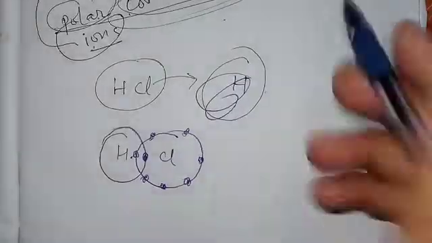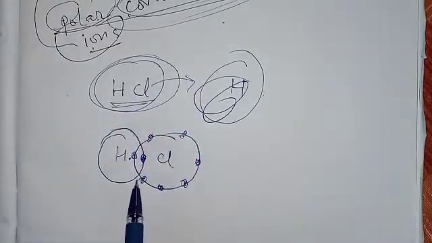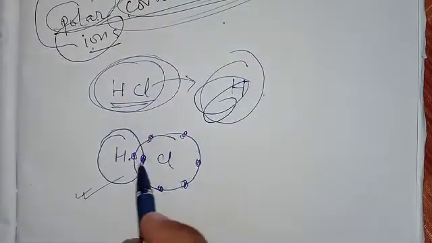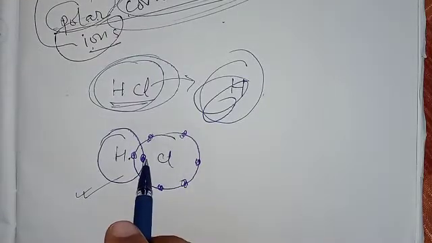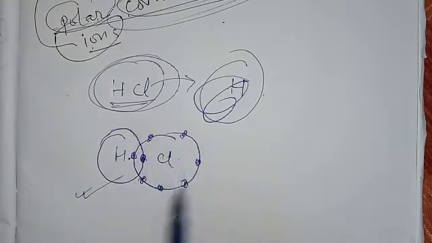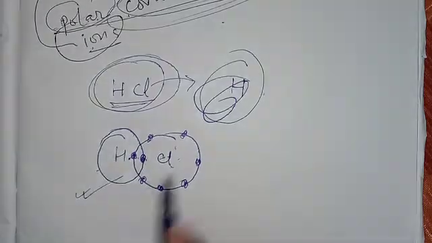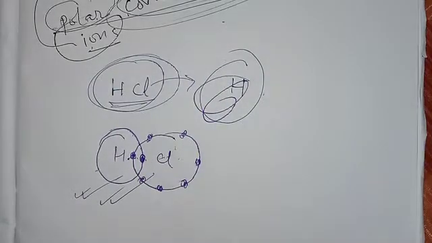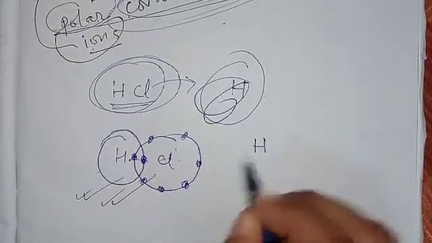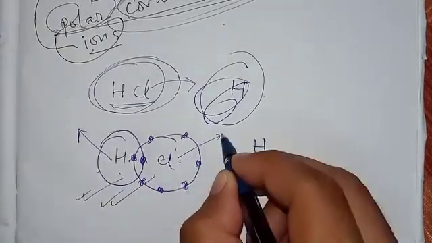So let us take an example of HCl. HCl is a covalent compound, it is polar. Why covalent? You can see the structure of HCl, it is formed due to the sharing of electrons. One electron of hydrogen is being shared with the chlorine atom, and one electron of chlorine is being shared with the hydrogen atom. This is how the HCl molecule looks, but it is polar in nature. Why polar? Because hydrogen is electropositive in nature and chlorine is electronegative in nature.